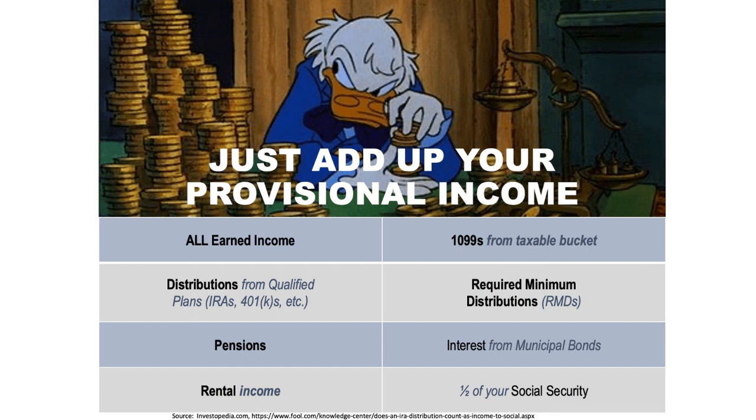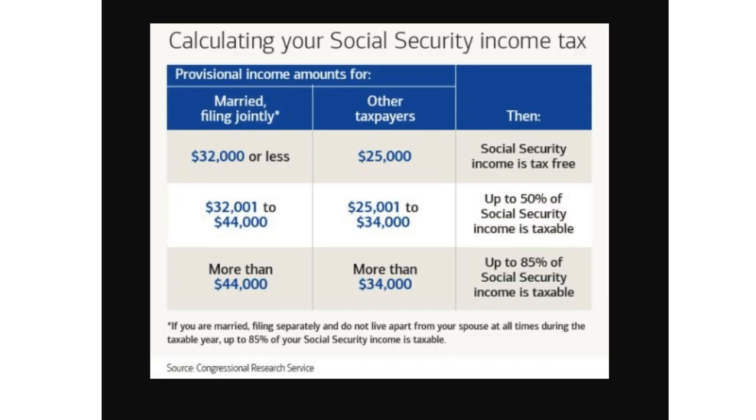But the way you determine whether Social Security is going to be subject to taxation is you need to add up everything that you see here on your screen. So half of your Social Security plus your earned income. You'll notice even interest from municipal bonds is going to be on this list. So pretty much all of your income, you have to add this up. And then once you've done that, you have to apply that number to the provisional income brackets. So that's what you can see right here on your screen.